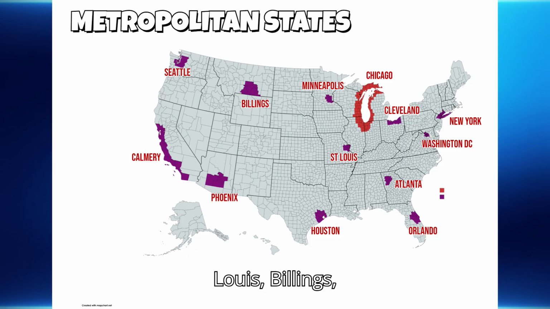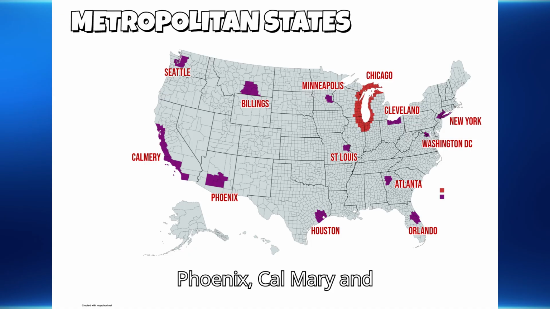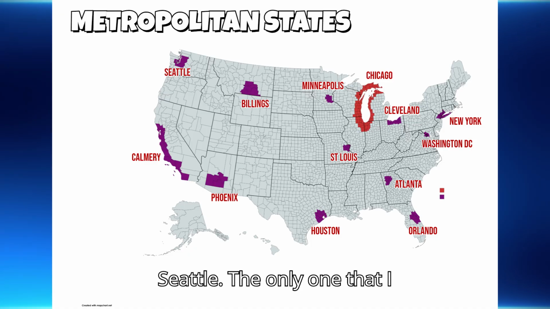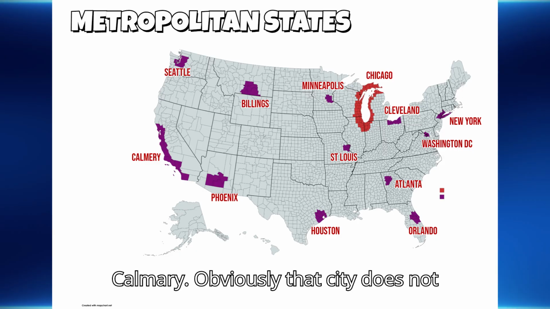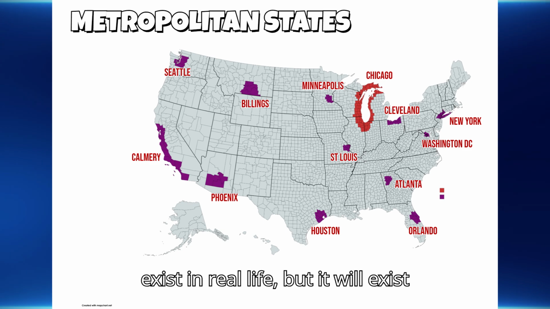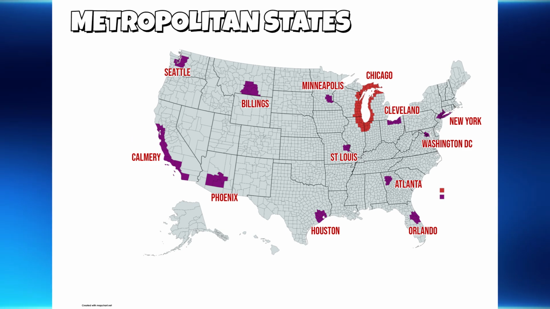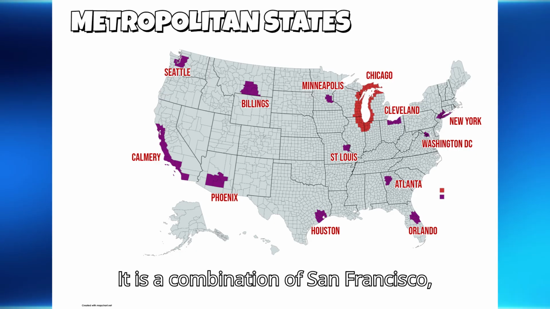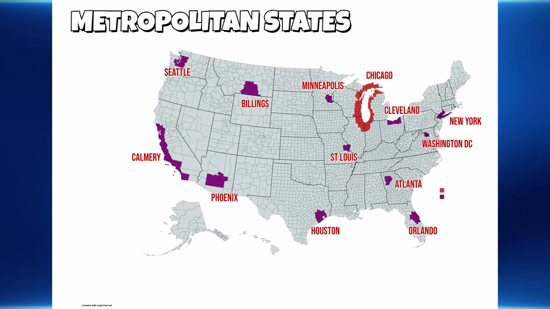Louis, Billings, Phoenix, Calgary, and Seattle. The only one that I will explain to you a little bit is Calgary. Obviously, that city does not exist in real life, but it will exist in this fictional scenario. It is a combination of San Francisco, Los Angeles, and San Diego.